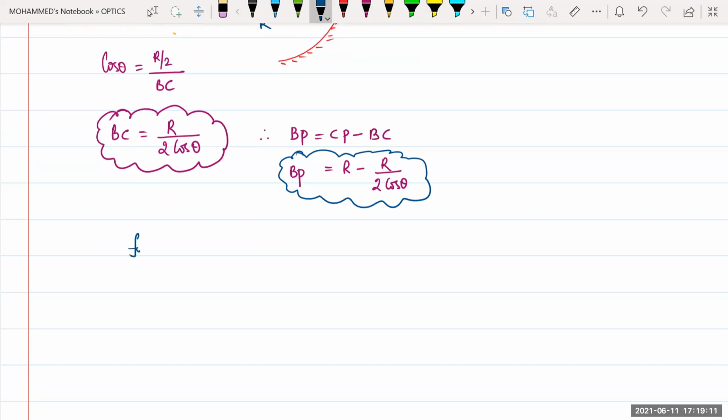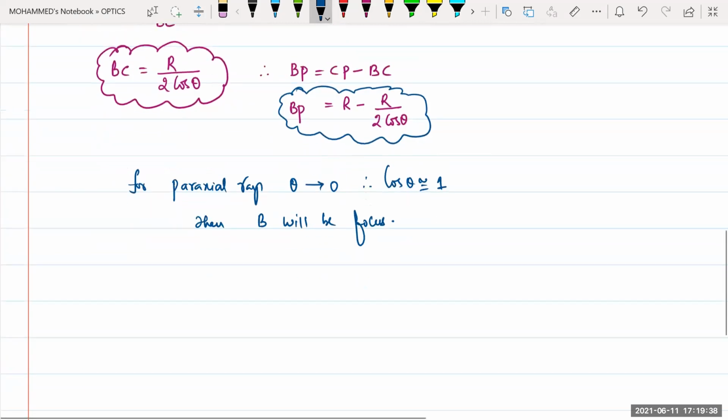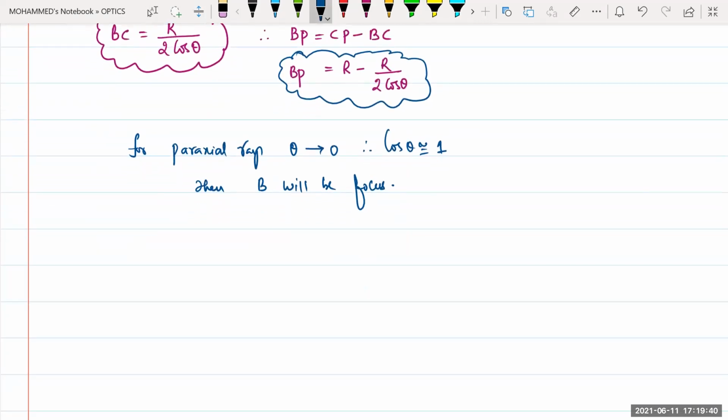Now see, for paraxial rays, theta is very, very small. That means it approaches 0. So therefore, cos theta will be approximated to 1. So B will be the focus. Then B will be the focus. So therefore, I can write now BP will be equal to how much?